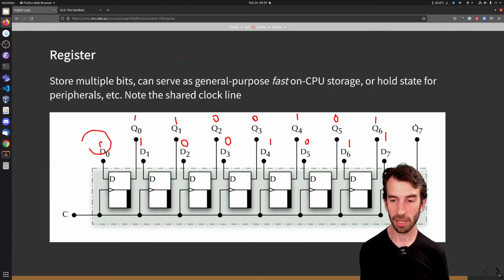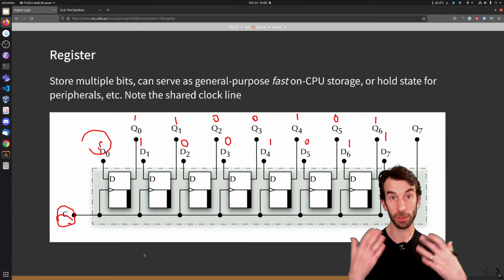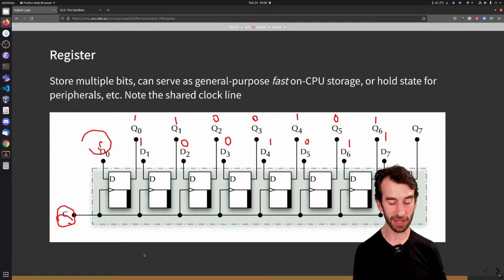Great. And you can read the output anytime you want. You can read it without messing things up, so you can see what the Q outputs are doing. Then if you want to change your number, you're going to have to change the D inputs and then set the enable line again, which will overwrite the data stored in that register.